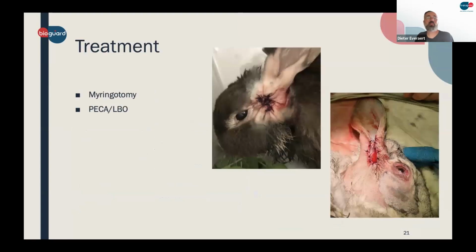So the treatment, mainly of the otitis media interna with bullitis, it's myringotomy. Most of the time, it's a PK with LBO, so partial ear canal ablation or total ear canal ablation with a lateral bulla osteotomy or sometimes a ventral bulla osteotomy. Yes, it's quite a painful procedure. We do it quite often, and if you give good pain management, they deal quite well with it.